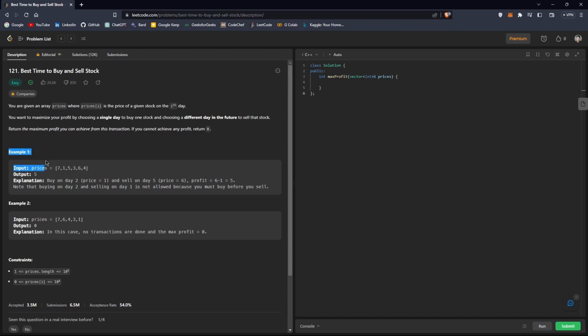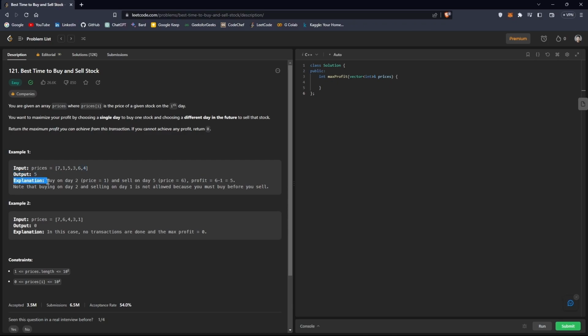So example 1 में हम लोग एक input दिया हुआ है कि there is an input array prices where the first day the stock price is 7, the second day the stock price is 1, the third day the stock price is 5, the fourth day the stock price is 3, the fifth day the stock price is 6, the sixth day the stock price is 4, and the output is 5.